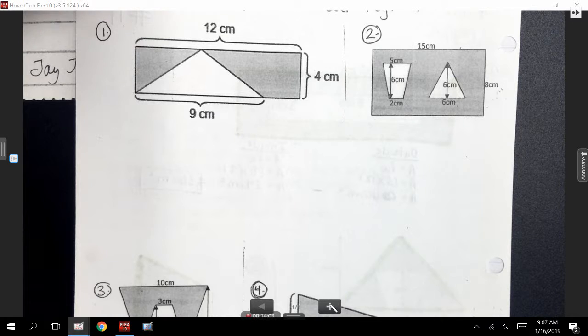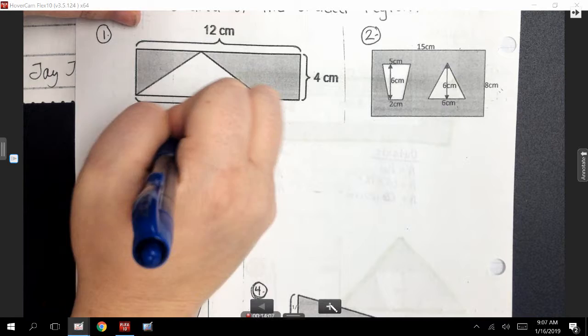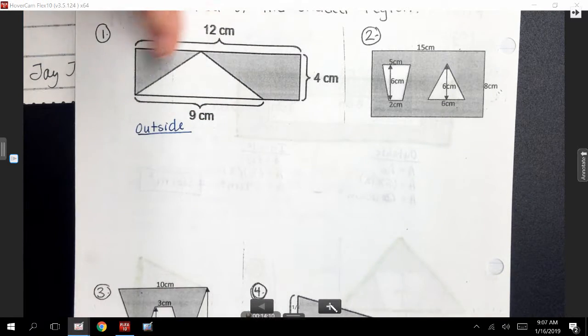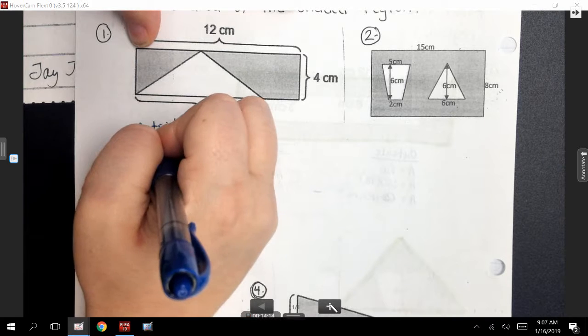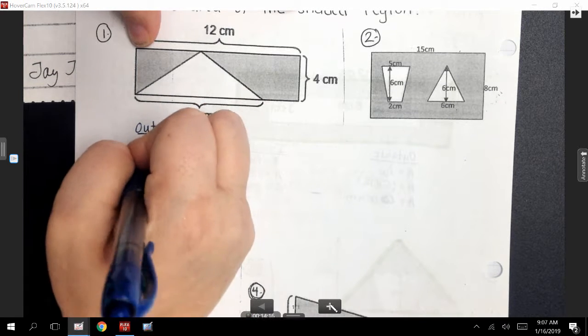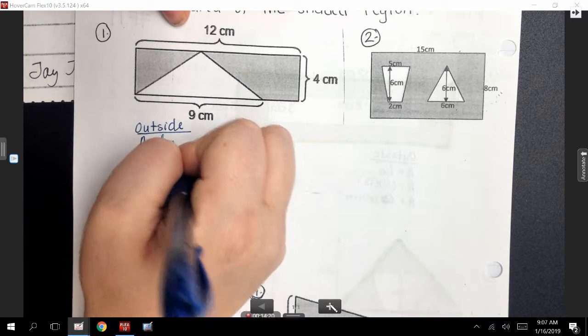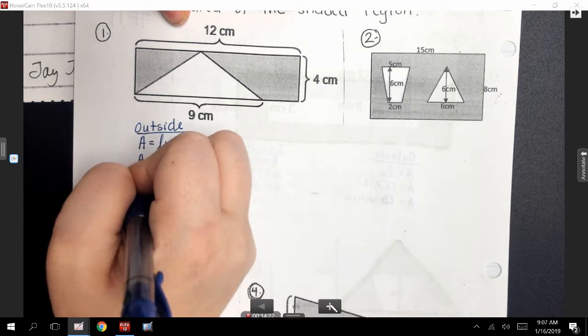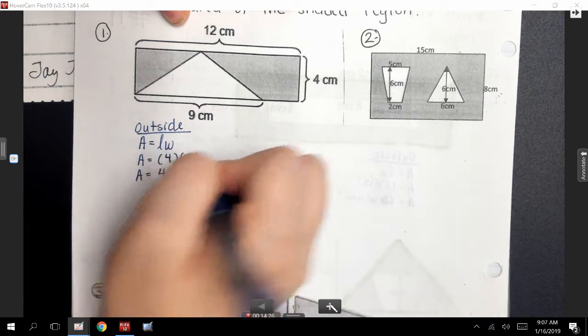All right. What's my outside shape? What's my outside shape formula, Dylan? Rectangle. And what's my length and width? 4 times 12. Very good. Make sure we're using the 12 because it goes all the way. And my area here is 48 centimeters squared.